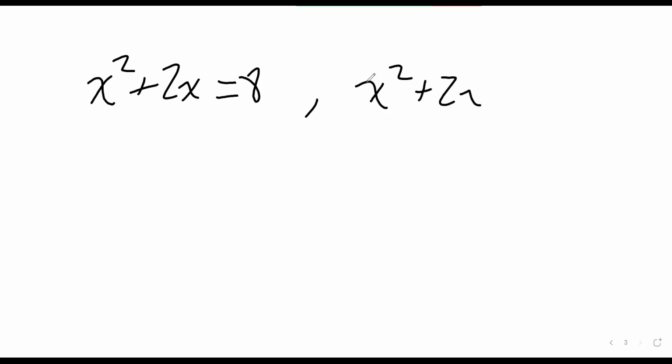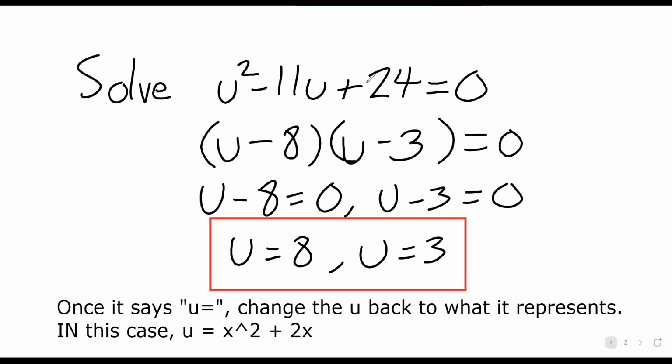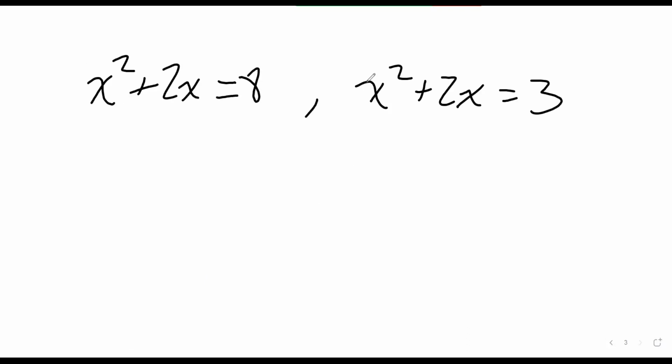Okay, so x squared plus 2x. I believe the first one said equals 8. And x squared plus 2x, I believe it said equals 3. So going back and forth real fast, the things in the red box became these two equations. Now solve these.